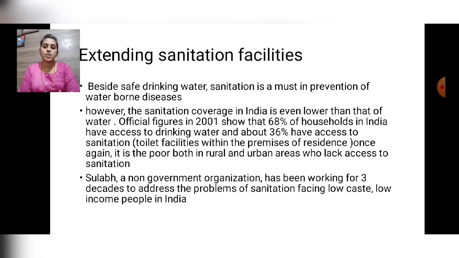Now, extending sanitation facilities, another important public facility. Besides safe drinking water, sanitation is a must in the prevention of waterborne diseases. So, people, there is the Swachh Bharat Abhiyan, that is under the sanitation facility. However, sanitation coverage in India is even lower than that of water. Official figures in 2001 show that 68% of households in India have access to drinking water and about 36% have access to sanitation, that is, an inside toilet facility within the premises of the residence.